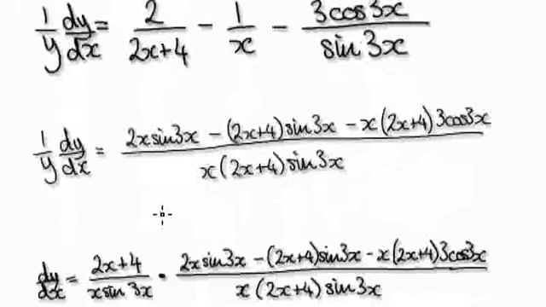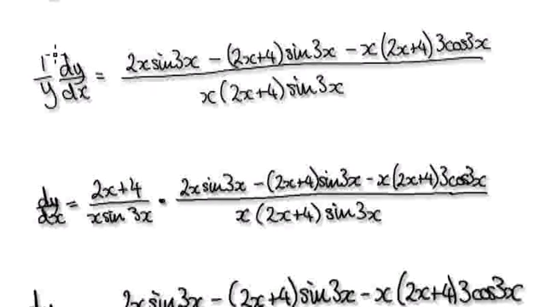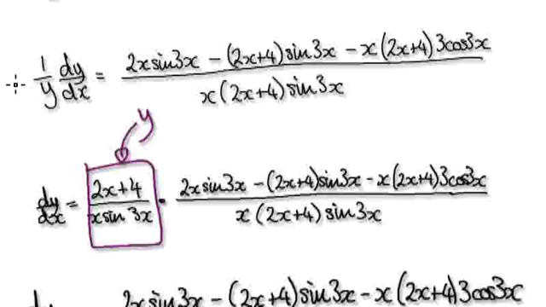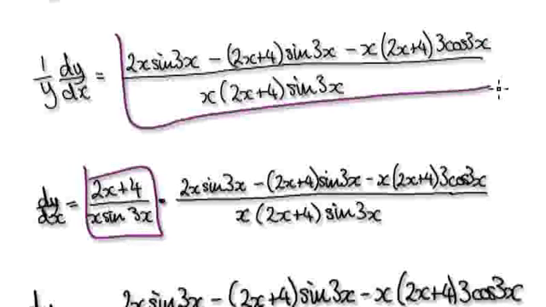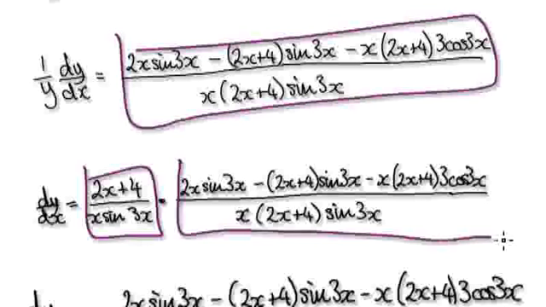Now you want to somehow isolate this dy by dx. So times both sides by y. Don't forget, initially our y was this right from the start. This was our y. Okay, so we are currently here at the moment. So when you are here, times both sides by y. That will then give you this whole thing here. So this is our y here, and then this is exactly the same as this.